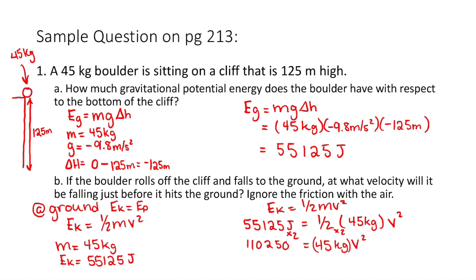Okay, and then we want to divide by 45. Whatever we do to one side, we do to the other. So you end up with 2,450 equals v squared. And then we're not done here. We need to take the square root of both sides. So you're going to end up with your final answer, which is v equals 49.5 meters per second. Again, make sure you have those units on it.